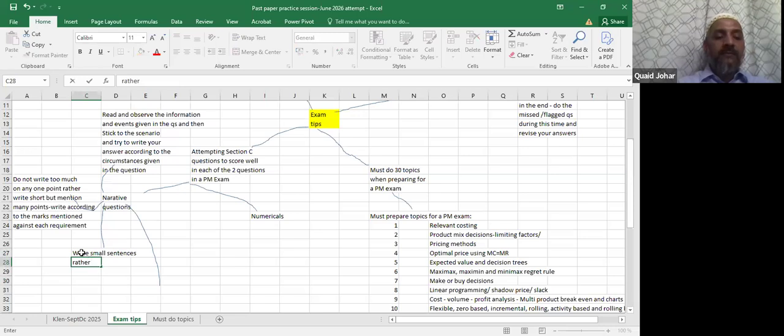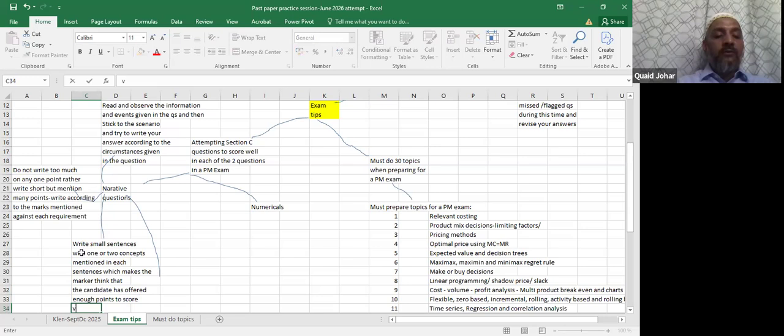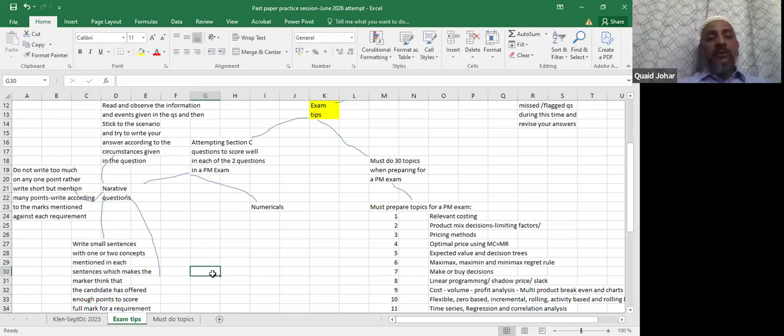Write small sentences with 1 or 2 points mentioned in each sentence, which makes the marker think that the candidate has offered enough points to score full marks for a requirement, right? So these were the 3 tips on narrative questions.